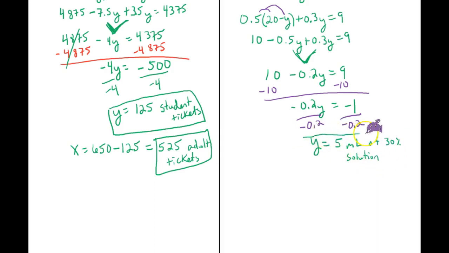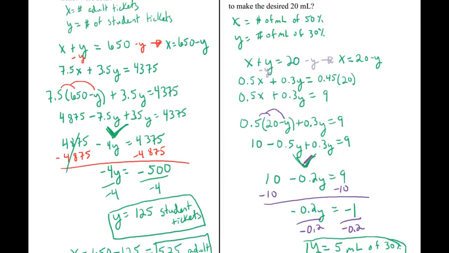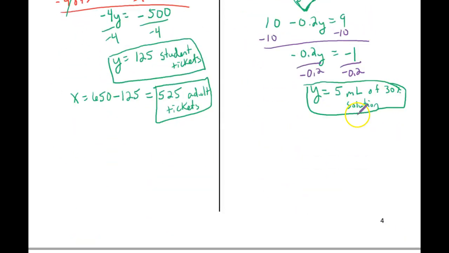Now that's only half of our answer. I also want to know how much of the 50% solution. Again, we go back up here and we have this nice equation already that tells us what x will equal. X will equal the 20 total milliliters that we need minus the 5 that we're using of the 30% solution, which leaves us with 15 milliliters that we'll need of the 50% solution.